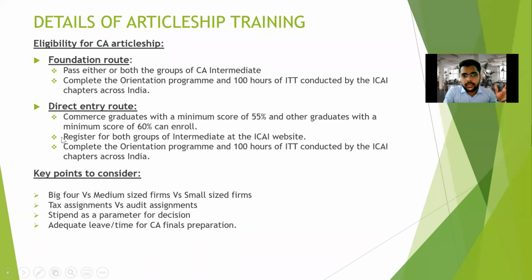Now, like I said earlier, since you have two routes, the foundation route and the direct entry route, there are two ways in which you can get into articleship. If you go by the foundation route, like I told earlier, you need to clear your foundation, clear your CA intern, and then you jump into your articleship. But if it's the direct entry route, you don't have the foundation there. So after your degree, you jump to CA intern directly.